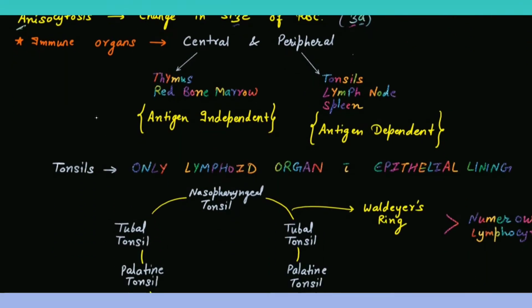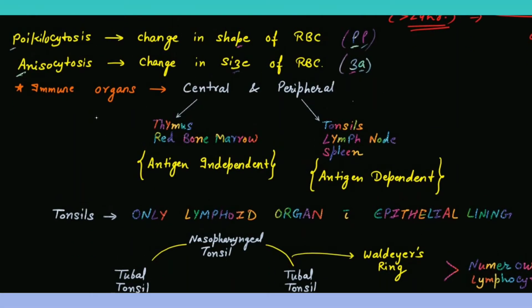Next thing is about the immune organs. What are the immune organs? The immune organs are those that provide immunity or have an important role in the immune system. They are the central and the peripheral immune organs. There are two types, central and peripheral. Central means the thymus and the red bone marrow. Peripheral are the tonsils, lymph nodes and the spleen.